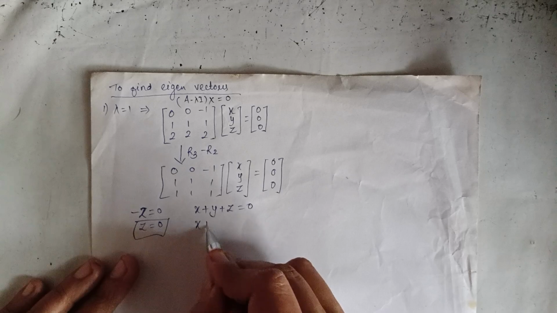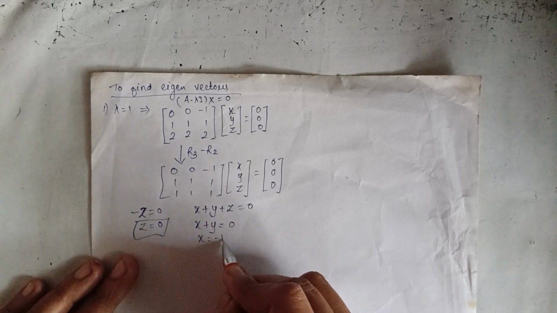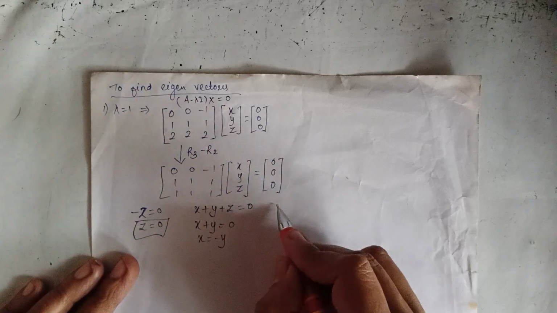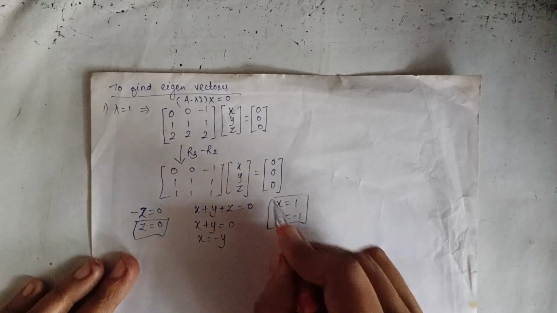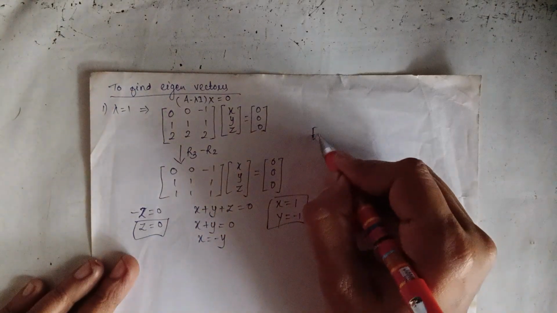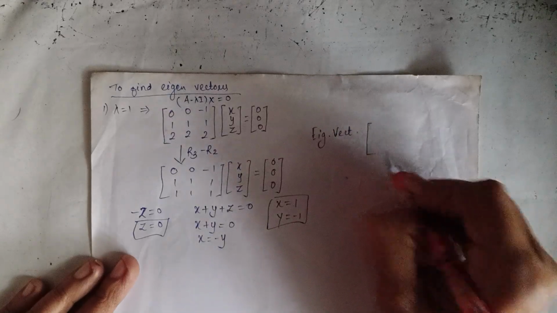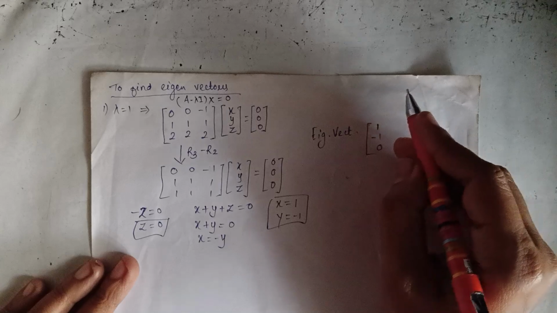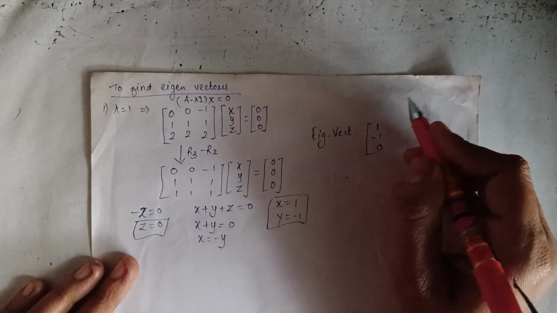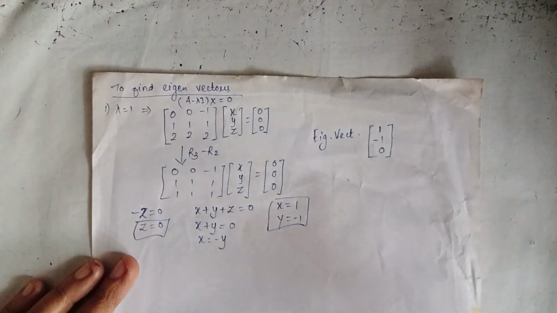The value of z we got is 0. So x is equal to minus y. Okay, so I am taking x equal to 1, so y is minus 1. So the eigenvector related to this is 1, minus 1, 0.